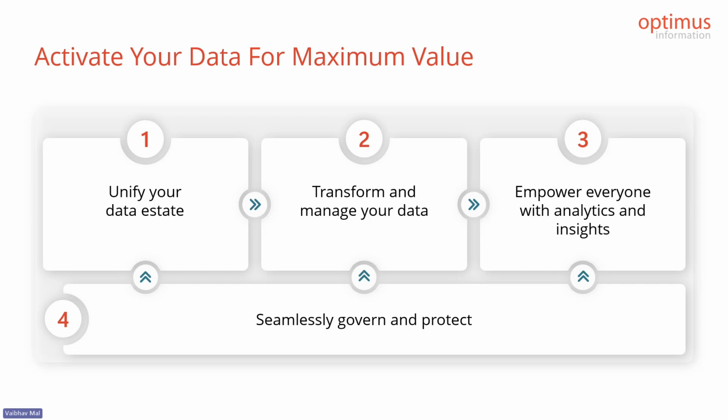So there are four steps that we've identified at Optimus, based on the work that we've done. The first one, which was the first session we ran in this series, was about unifying the data estate. How do we take all these separate data sources that you have and bring them all into one place and consolidate them using tools like AIS? The second step, which we saw in the last session, is how we use tools like Fabric to really transform and manage that data, to completely unlock the power of the data that you have.